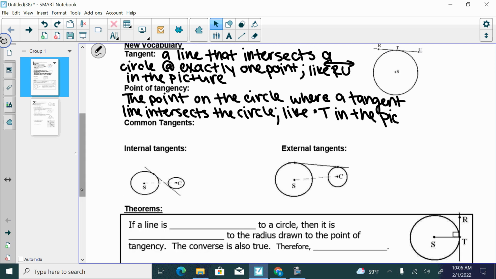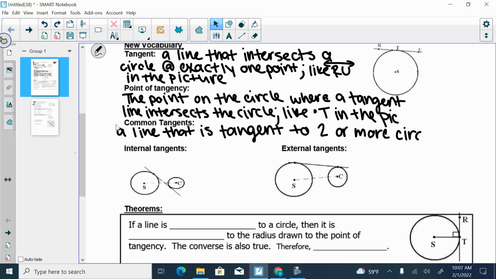Okay. So common tangents. This is a line that is tangent to two or more circles. So that would be like either of these pictures here. You can see that the line is tangent to circle S and C because it touches each one of those circles once. Here, also tangent to the circles S and C. It touches each one of those circles one time.